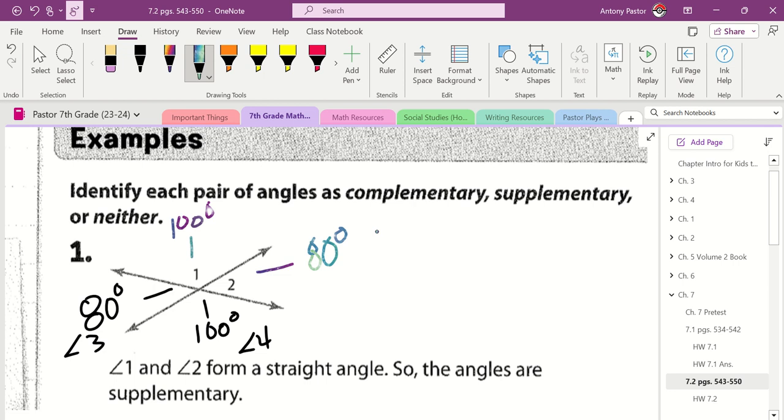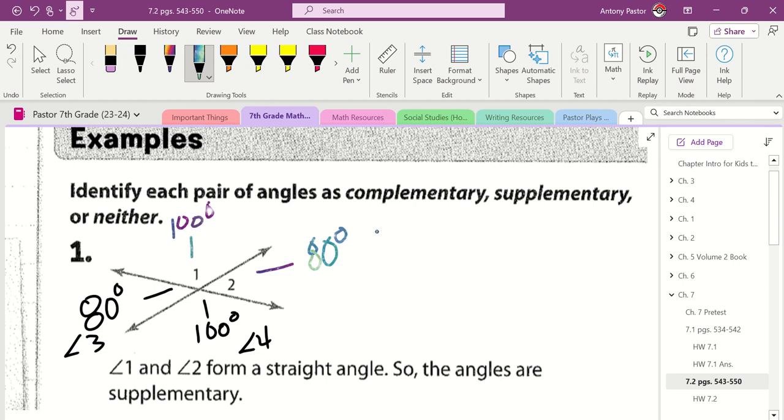Angle 1 and angle 4 are vertical, therefore congruent. So angle 1 equals 100 degrees. Angle 2 and angle 3 are vertical, therefore congruent. So angle 2 equals 80 degrees. Angles 1 and 2 together make 180 degrees. Therefore, angles 1 and 2 are supplementary. And that would be your answer.